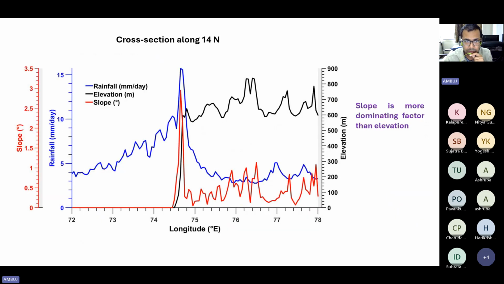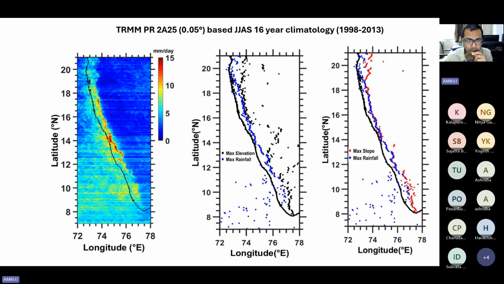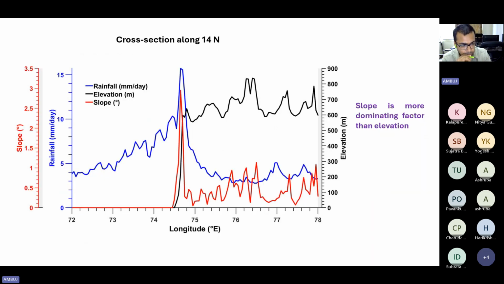So in order to illustrate this further, I took a cross section along 14° north, where the rainfall maximum is occurring over the Western Ghats. It also shows that the rainfall is occurring just immediate to the maximum slope location, which is the red curve, and the rainfall maximum is before the summit. So which again emphasizes that slope is a more dominating factor than elevation.